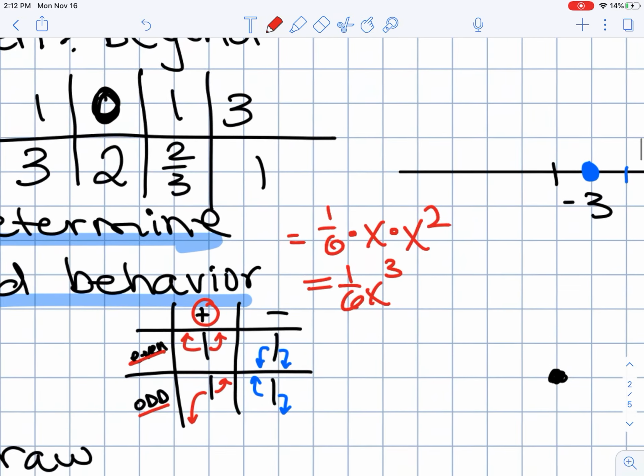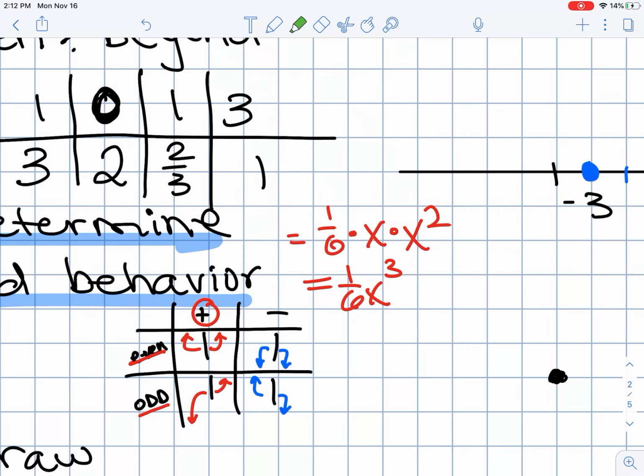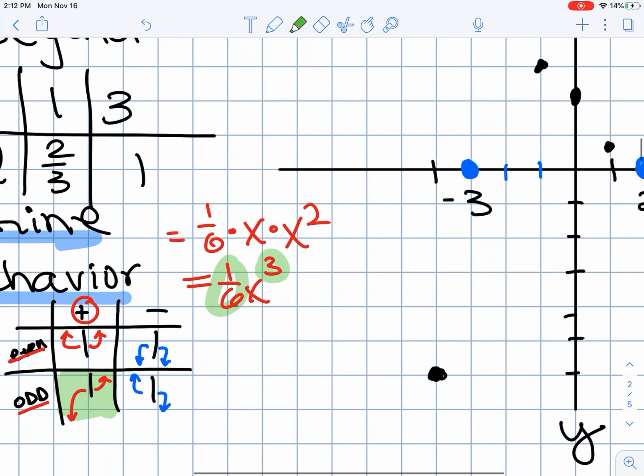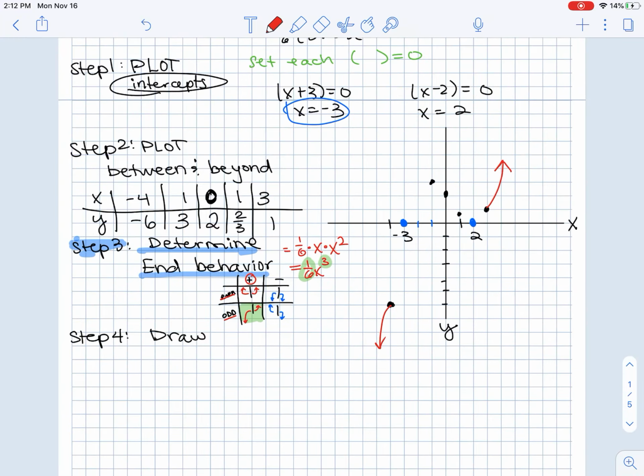So that's going to tell me that we're looking at our chart here at a positive odd. So this is positive odd, that's this graph right here. So we're ending to the right going up. So I'm going to take my last value to the right here, and from there I'm going to go up with it. And I'm going to take my last value to the left, and I'm going to go down with it. Okay, so that was my end behavior.